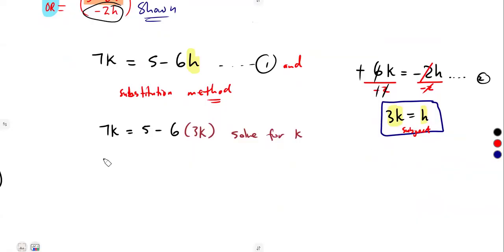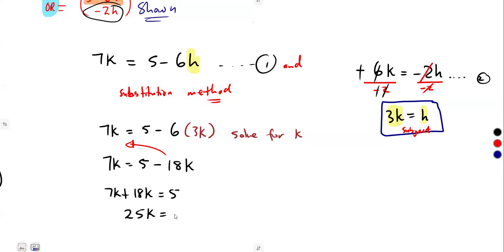So let us solve for k. 7k is equal to 5 minus 6 times 3, that's 18k. Then you collect the like terms, the 18k to the other side. You are going to add that one. So that's going to be 7 plus 18. Okay, let me just write 7k plus 18k is equal to 5. So let us add 7 plus 18, which is 25. So that's 25k equal to 5. Divide by 25 like this.